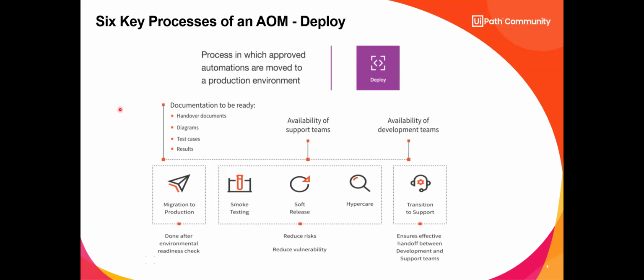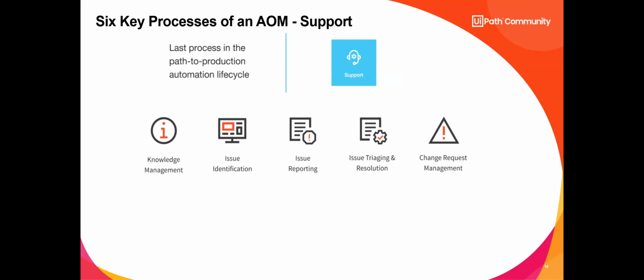Now, at this point, you typically aren't going to have change requests. Change requests at this point, once you've deployed, are going to be something that goes in your backlog. This is your support function. They're managing the knowledge, the issue identification. They're reporting those issues during hypercare, and they're doing all the triaging and resolution. That's why your code has to be annotated and labeled.